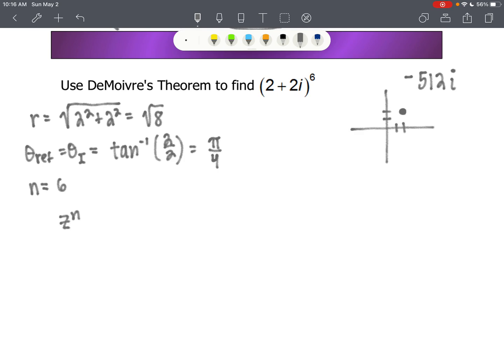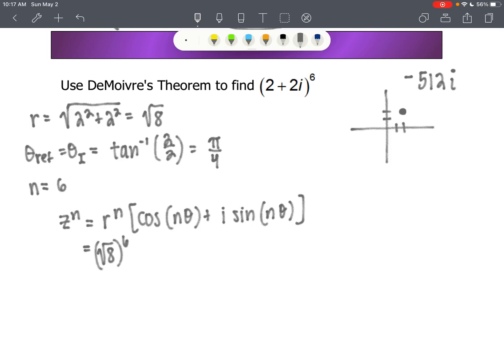So once again, I'm going to write down the formula. Z to the n is equal to r to the n times the cosine of n times theta plus i sine of n times theta. So we have the square root of 8 raised to the 6th power, and this is all without a calculator. Cosine of 6 times pi over 4, which is 3 pi over 2. So I'm going to write that here, 3 pi over 2.